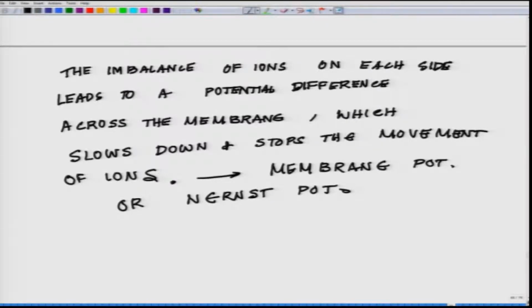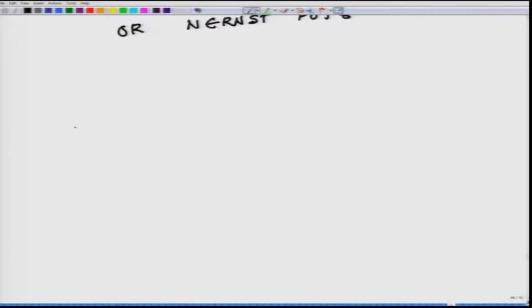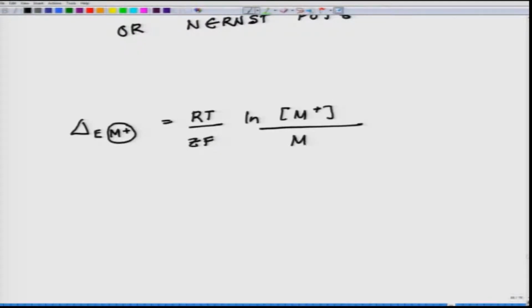The situation can be analyzed in the same manner as a concentration cell to show that for any ion M, now this is where the important part is coming, delta E for M plus is given by RT over ZF ln of M plus inside the cell, M plus outside the cell.